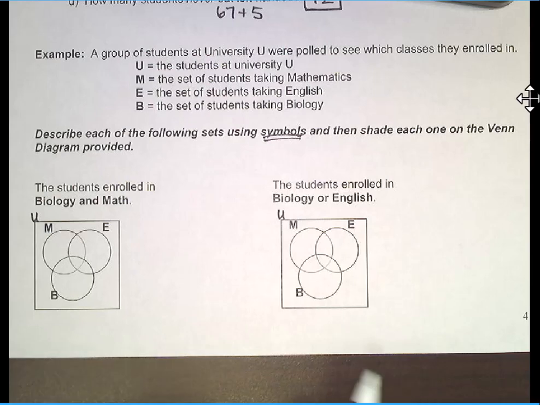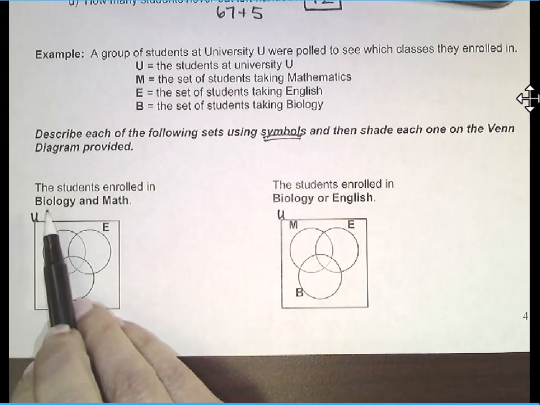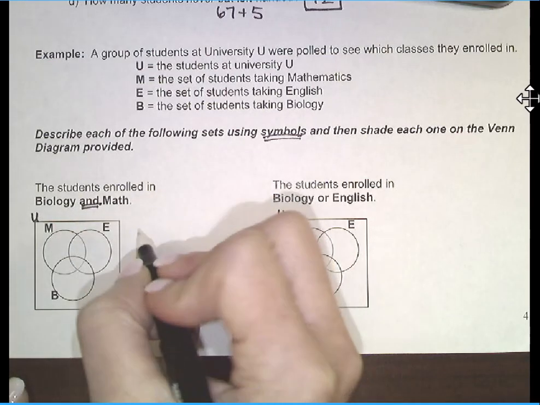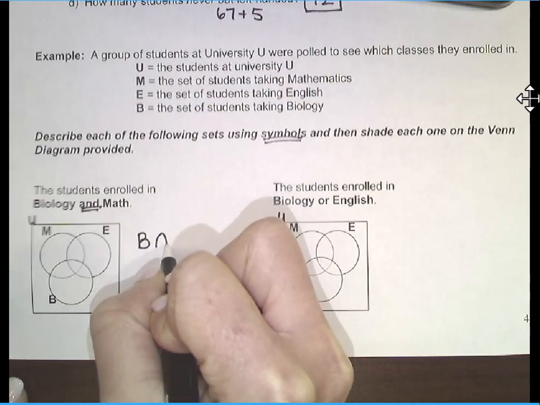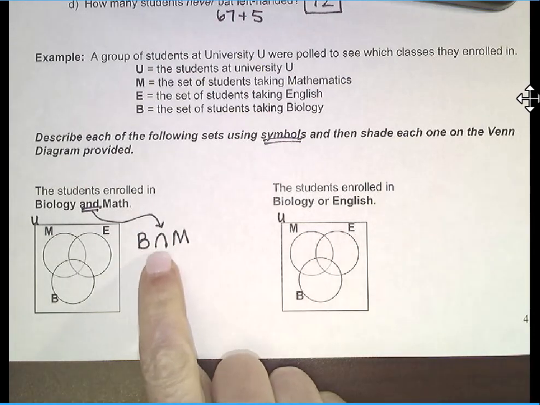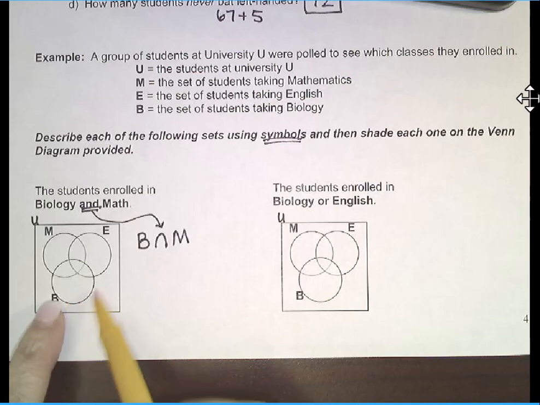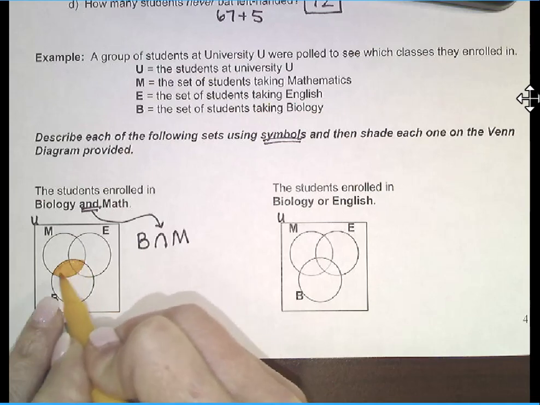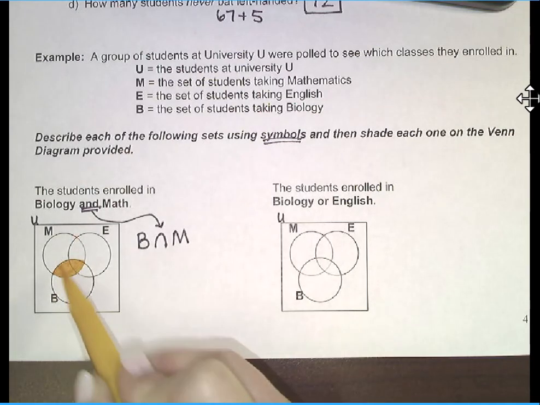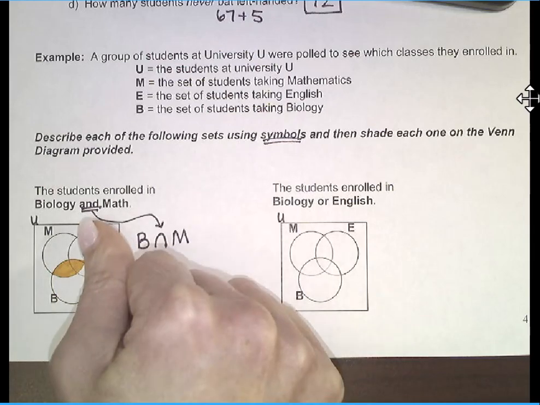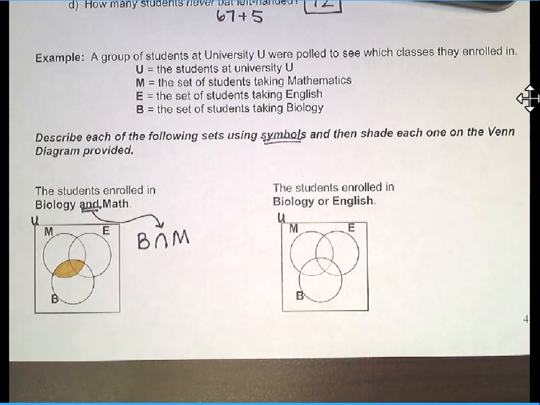Okay, so we want to first talk about the students enrolled in biology and math. Well, that word "and" right there means that we have an intersection. So biology and math. So where does biology intersect math? Right here. Just those students right there are the ones that are taking biology and math at the same time. And you might say, well, what about these taking English? They didn't talk about English. We're just talking about biology and math. Pretend the E circle's not there. It's an intersection, so you draw a football shape.